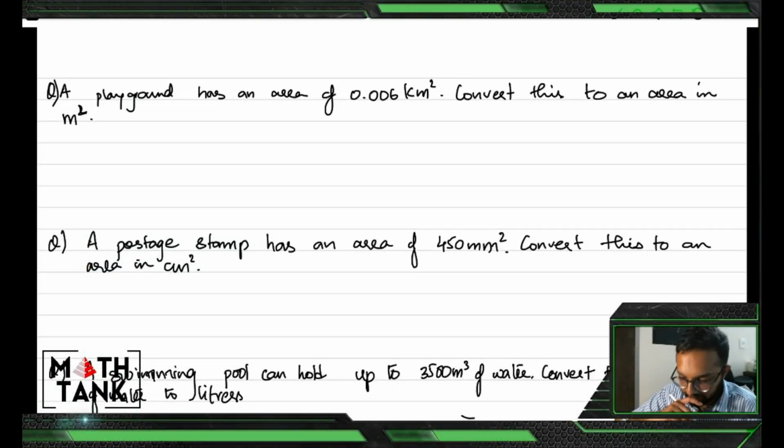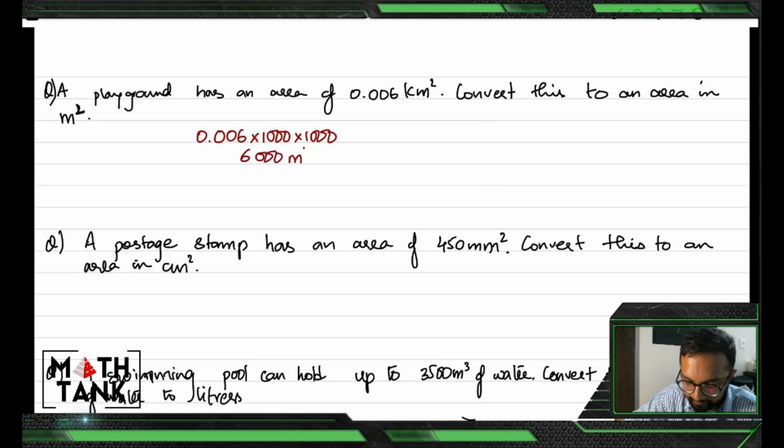Quickly, a few more questions. It says a playground has an area of 0.006 kilometers square. Convert this to an area in meter square. I know I'm going from kilometers to meters. That means I'll have to multiply it with 1,000, because 1 kilometer is 1,000 meters. So multiply by 1,000 twice. So that gives me 6 and 3 zeros. I've moved 6 decimal places.